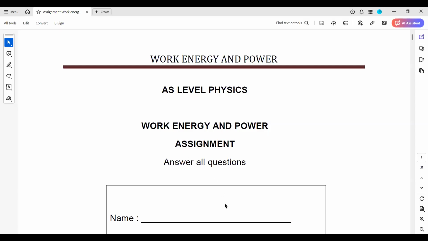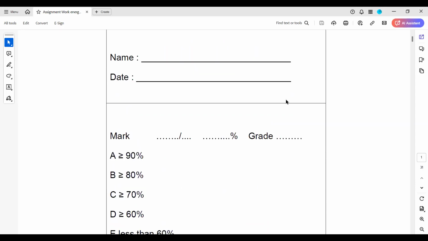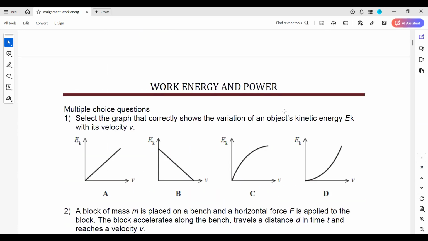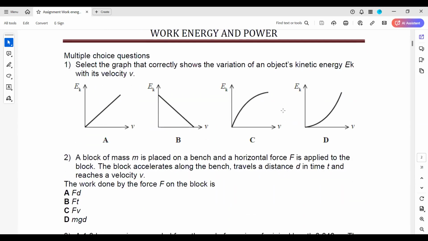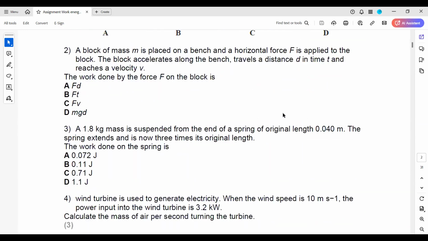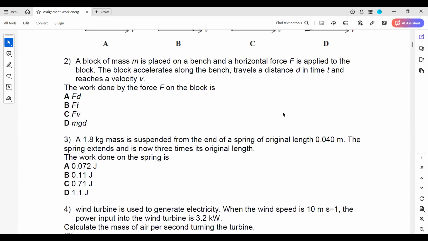So this exercise, the assignment is related to the topic work, energy, and power. We just completed the topic about how to calculate work, how to relate work with energy, and then how to calculate power. The first few MCQs, and structure questions are also there in the same.